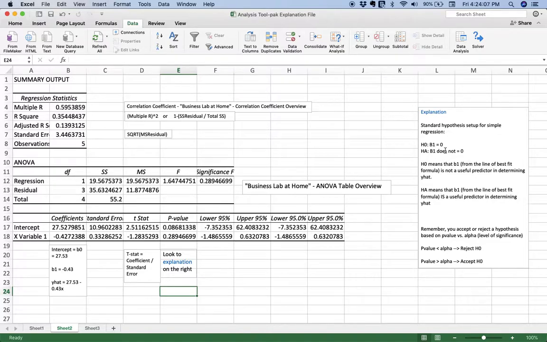Whereas HA is where it does not equal 0. So if you were to accept that hypothesis, that would be saying that B1 is fairly useful, at least to some degree, in helping to determine your y hat.